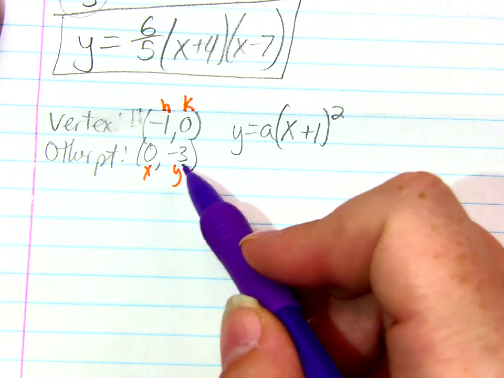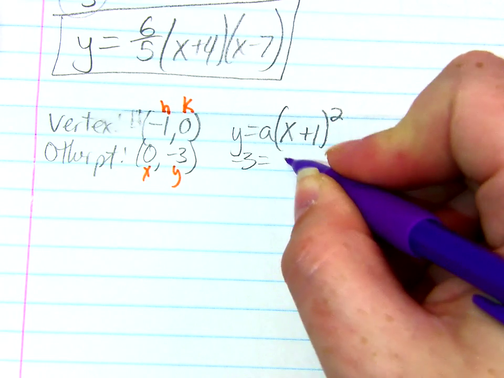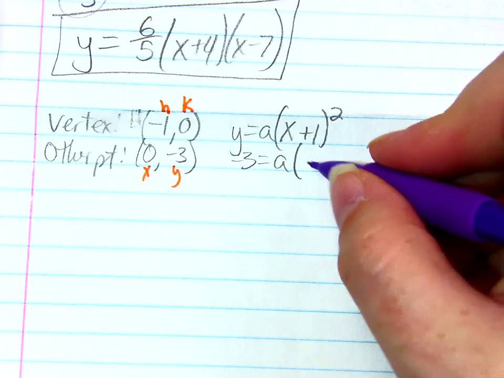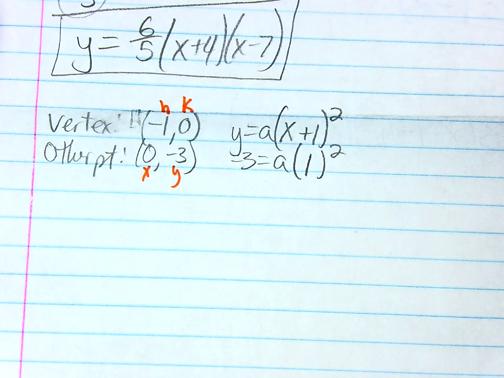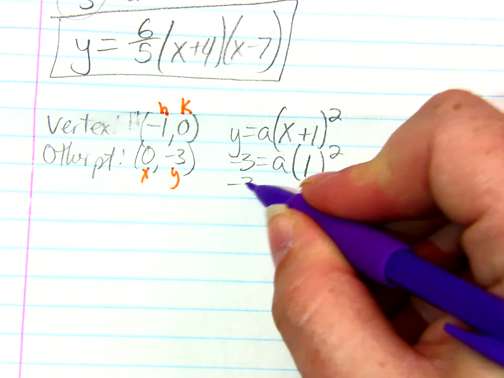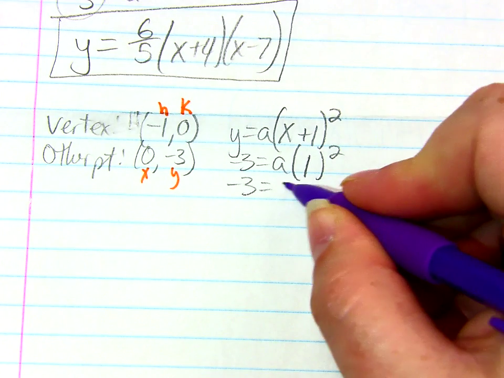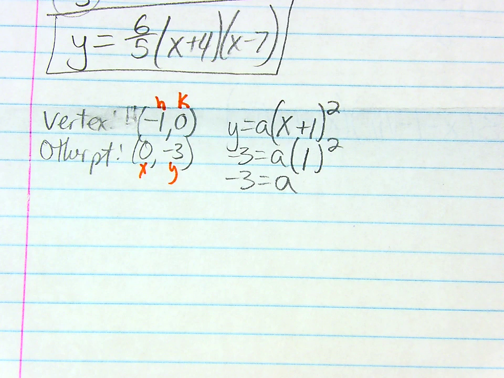All right, and now I'm just going to plug in the other point. So Y is negative 3. I don't know what A is. X is 0 plus 1, which is just 1, right? So, looks like negative 3 equals 1 times A, so isn't A just negative 3? Yeah, so when you have some zeros in there, it's a little bit nicer for you because a lot of things cancel out.